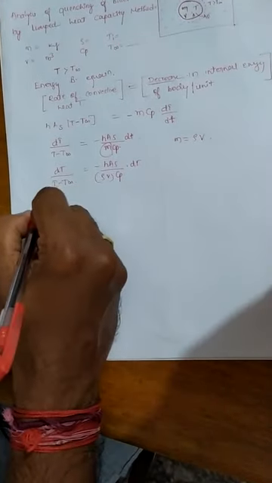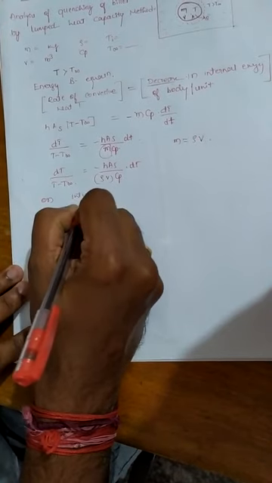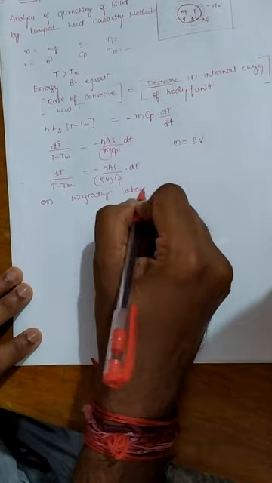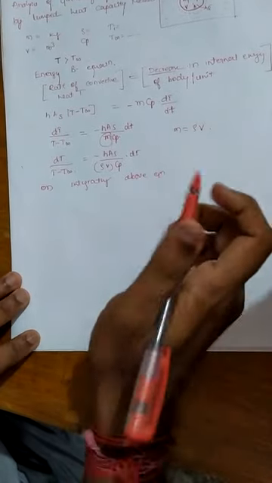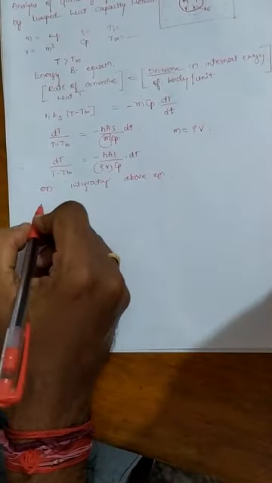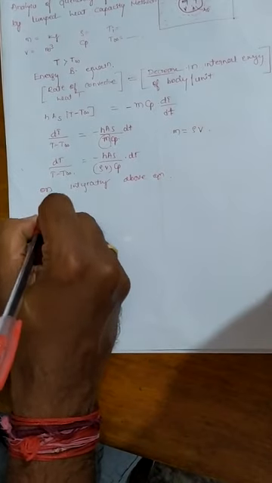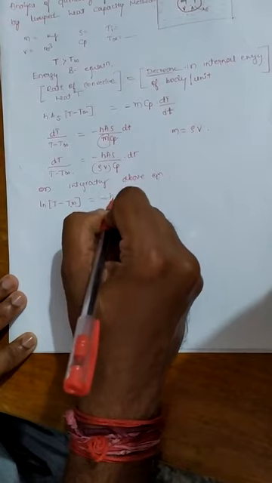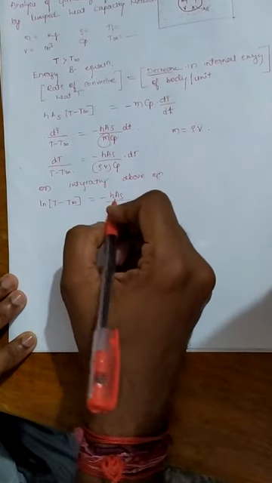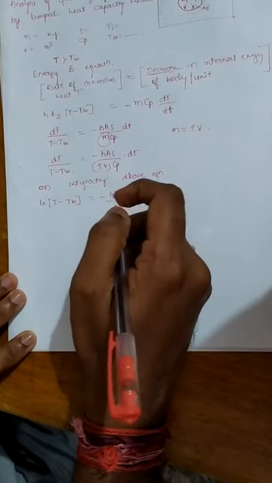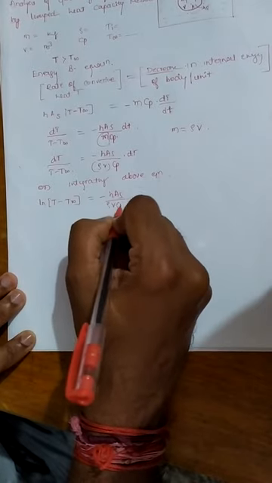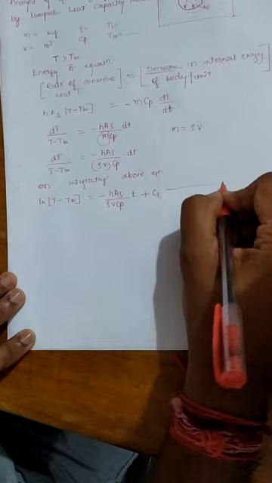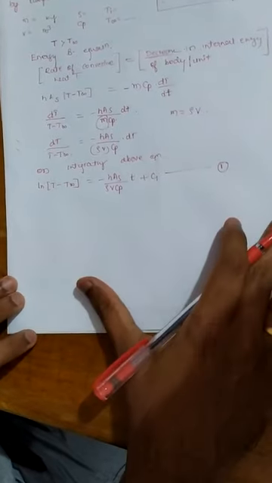On integrating the above equation, ln of (T minus T infinity) is equal to minus h into As divided by rho V into Cp into t plus C1. Put it as equation 1.